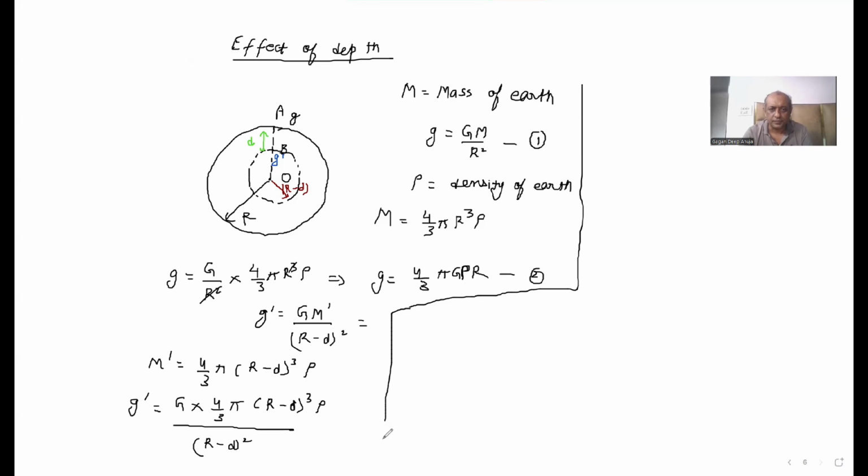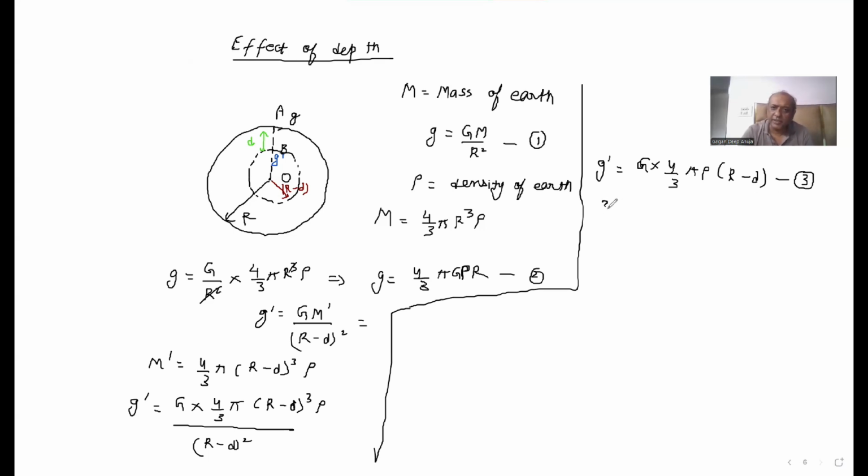So (R minus d) square will get cancelled. What we are left with is g dash is equal to capital G into 4 by 3 pi rho into (R minus d). So let us say this is our equation number 3.